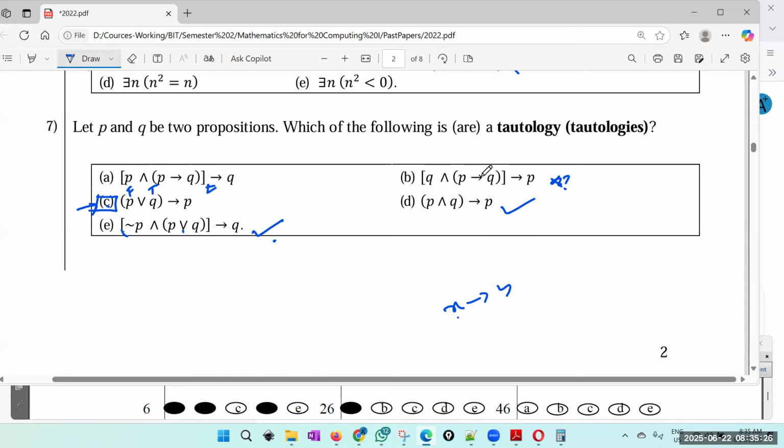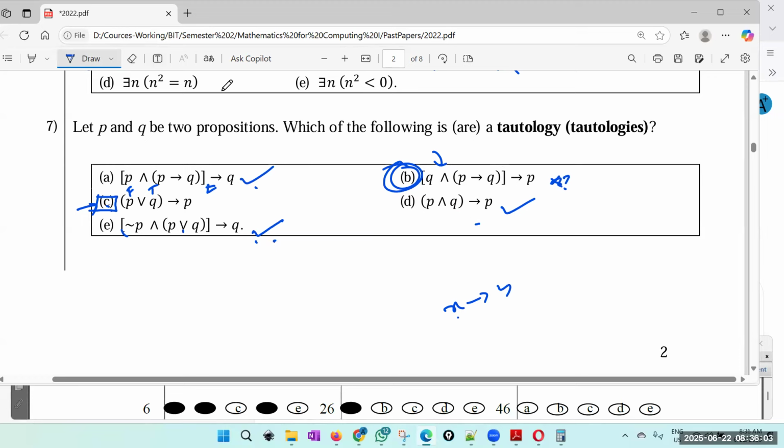So therefore, I want to double check this. What about this? Whenever P happens, Q happens. That is what this logic says. And P has happened. If P has happened and whenever P happens, Q happens, then Q must have happened. Right? So therefore, I'll say this is a tautology. Okay. So I will say this is not a tautology. These are tautologies. But this one I'm a bit confused about.